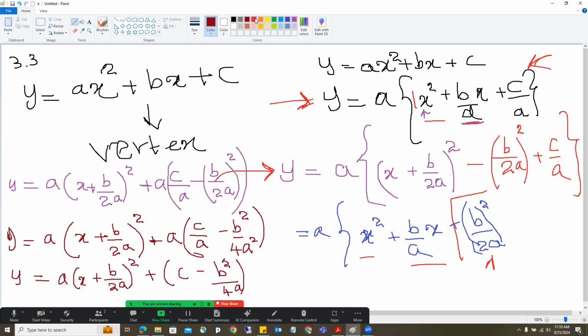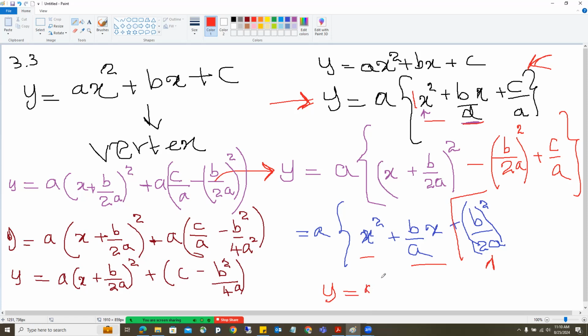Now, this is what we had earlier as well. This is the vertex form of a quadratic equation, right? As we learned, we had that one as y equals a times (x minus p) squared plus q. This is what we have. So q means actually c minus b squared over 4a. P means minus b over 2a.